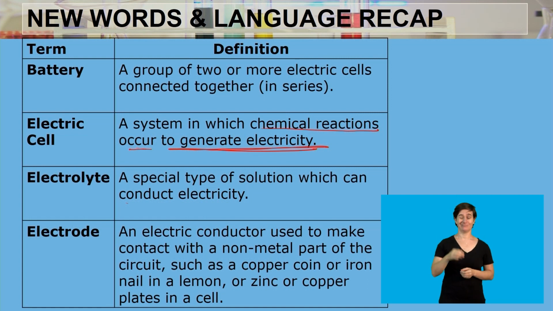And then lastly, an electrode. That's an electric conductor used to make contact with a non-metal part of the circuit, such as a copper coin or iron nail, even in a lemon, or zinc or copper plates in a cell.